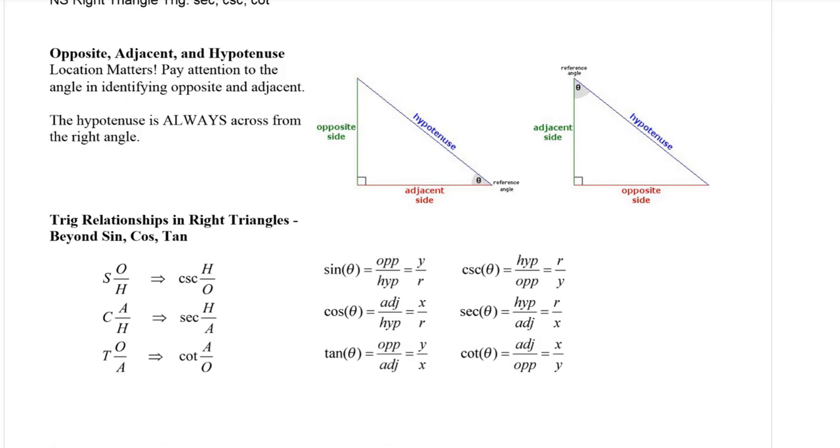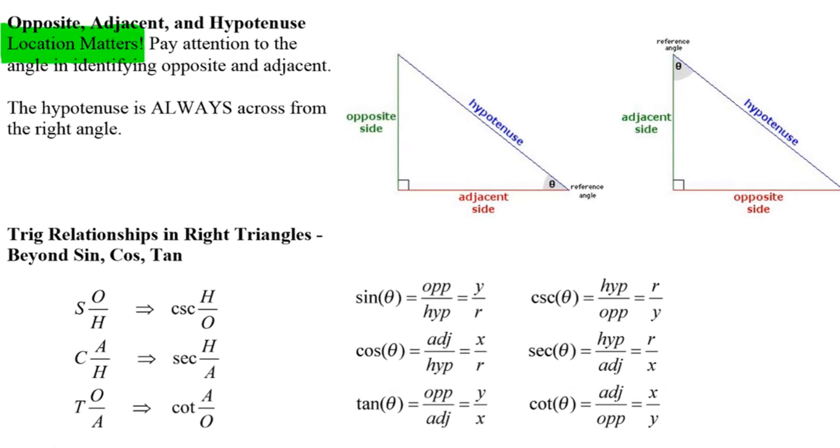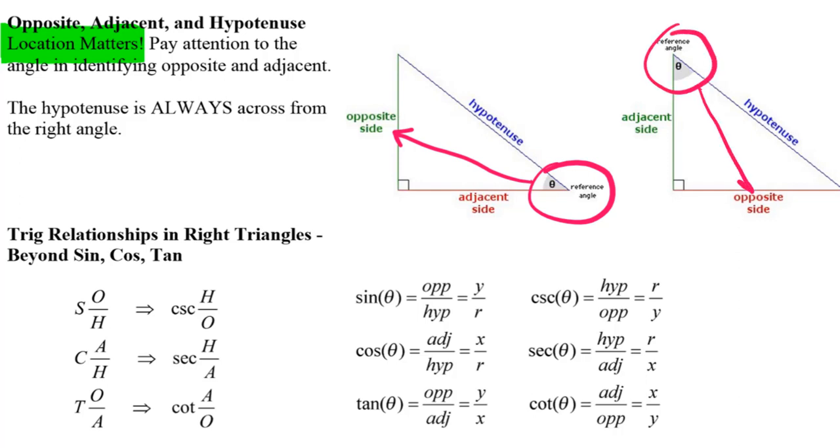Alrighty, welcome back. So one thing to really pay attention to is this idea of location. Location is so critical when we're working with angles and sides of a triangle. So if our reference angle is right here, then the opposite side will always be across from it. In the triangle on the right, the reference angle is at the top, which means the opposite side is across from it as well. But please be careful to pay attention to where the location is.